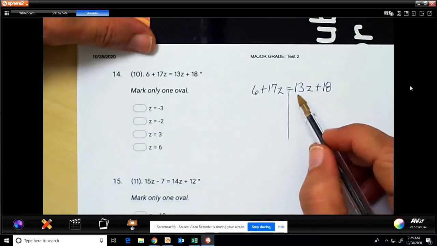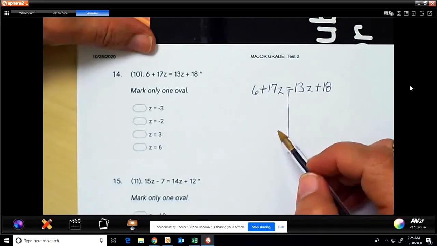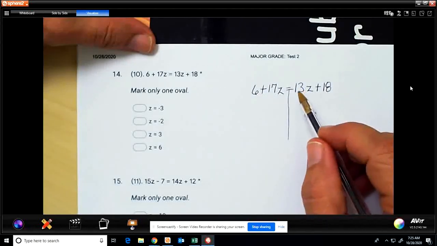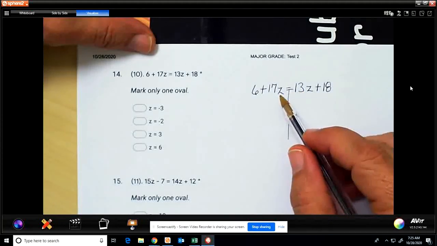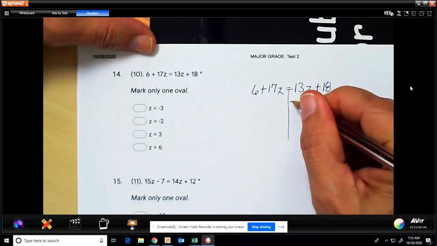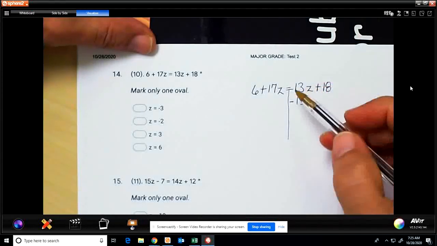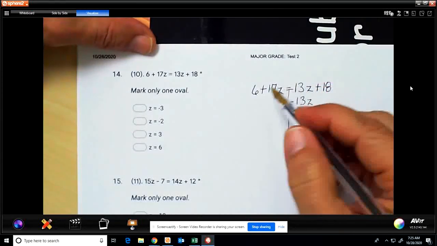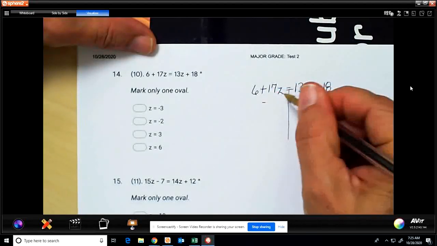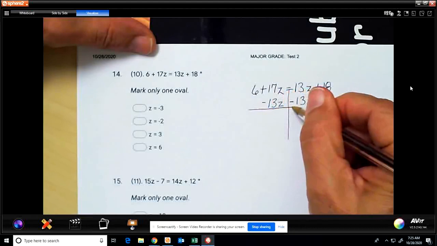To get 13z on this side, this is a positive 13z. I want to get my z's on one side and my numbers on the other. So this is 13z, I want to get it over here. What's the opposite of plus 13? It is minus 13. And if I subtract 13 here, I need to subtract 13 on this side of z. So I'm going to put it right under z, and I'm going to draw my line.